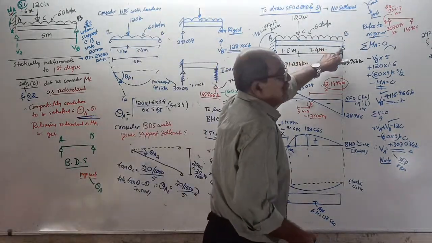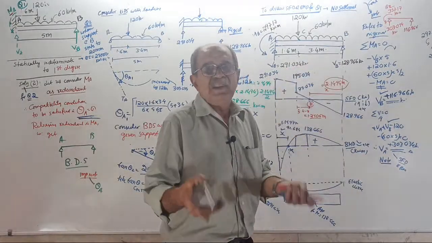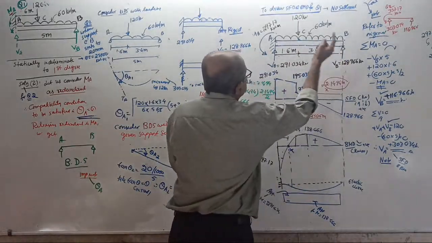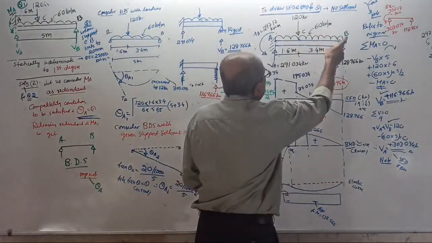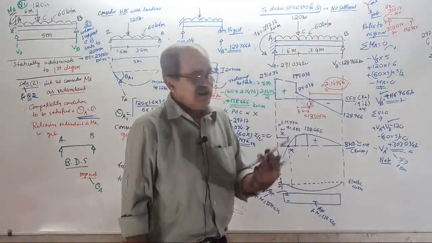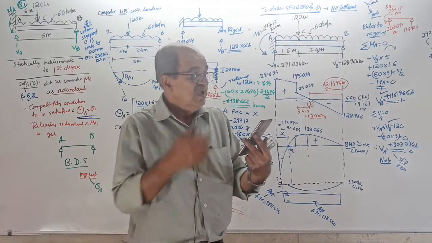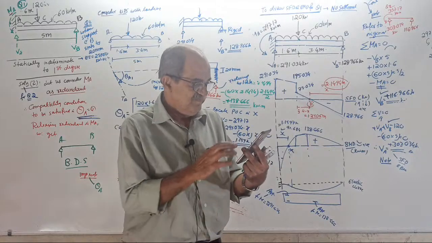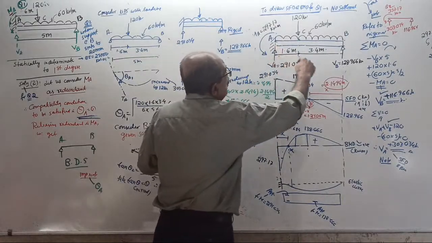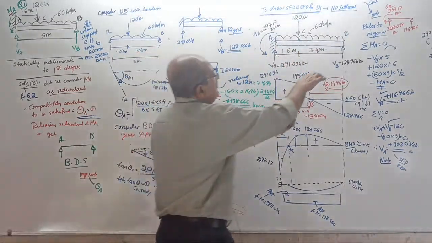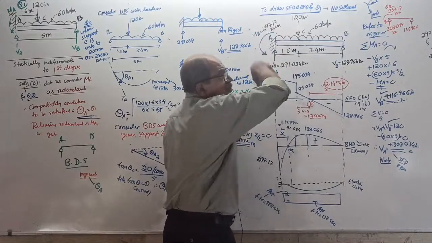That's why when the support settles here, that reaction comes lesser, and then the total load has to be transferred. However much that reaction got reduced, that much this reaction got increased. So that total is 60 into 5 plus 120. Clear? Clear or not? And also, see the moment. Earlier, rotation was only due to UDL and point load. Now, when the support sinks, it will try to rotate more. That's why the moment also increased.